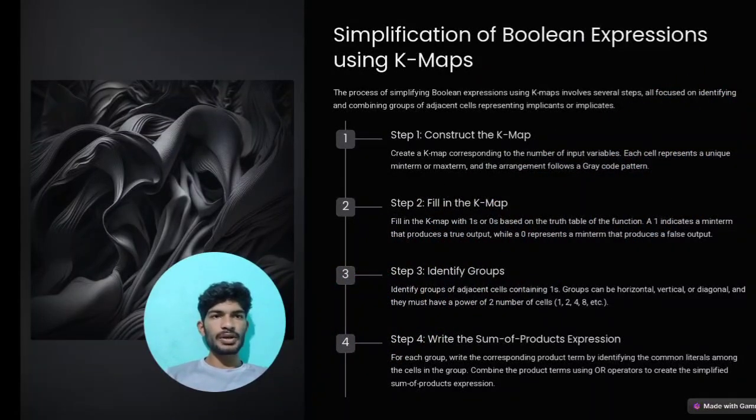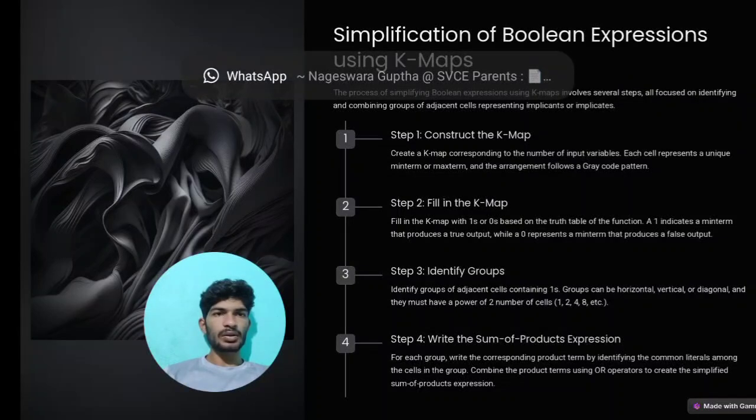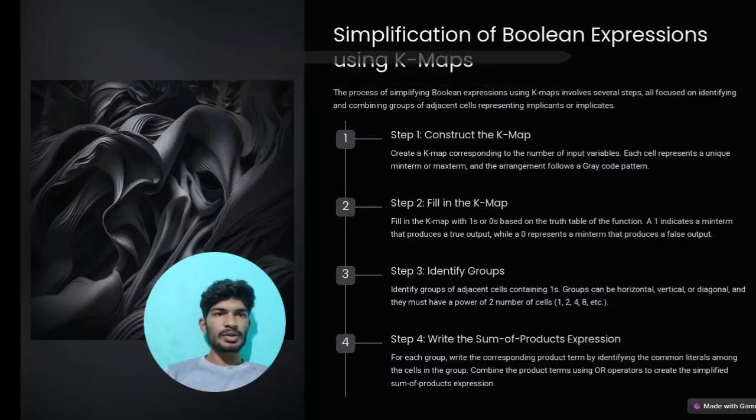Simplification of Boolean expression using K-map. The process of simplifying Boolean expressions using K-maps involves several steps, all focused on identifying and combining groups of adjacent cells representing implicants or implicates. Step 1. Construct the K-map. Create a K-map corresponding to the number of input variables. Each cell represents a unique minterm or maxterm, and the arrangement follows a gray code pattern.